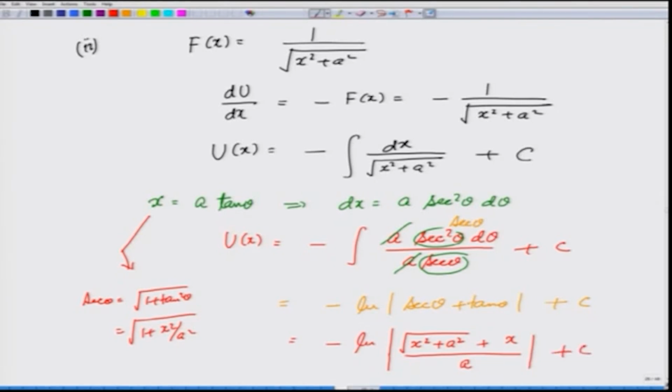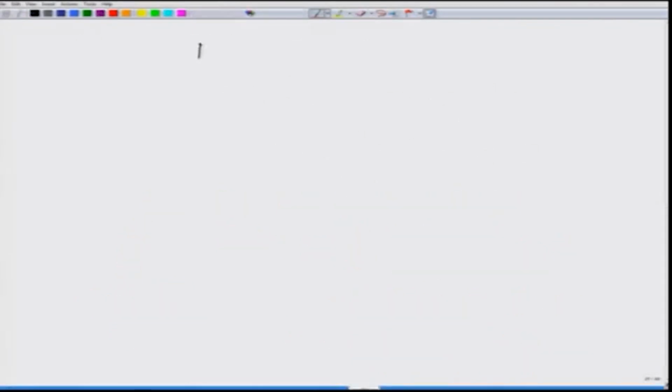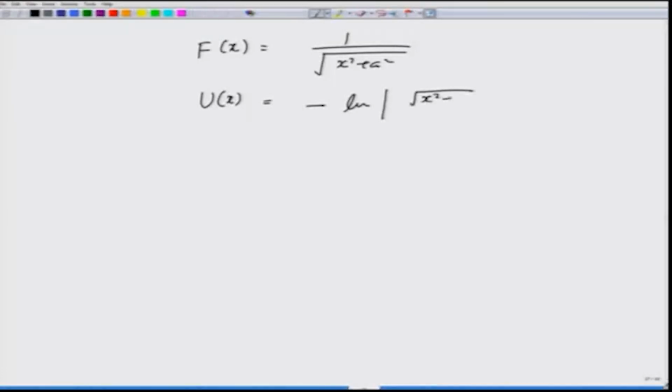So, what I have got for the force Fx equals 1 over square root of x square plus a square, the potential energy comes out to be minus log of modulus square root of x square plus a square plus x divided by a plus c.